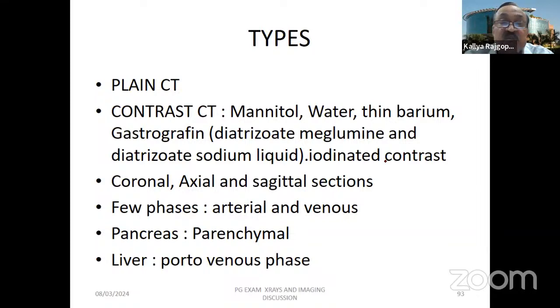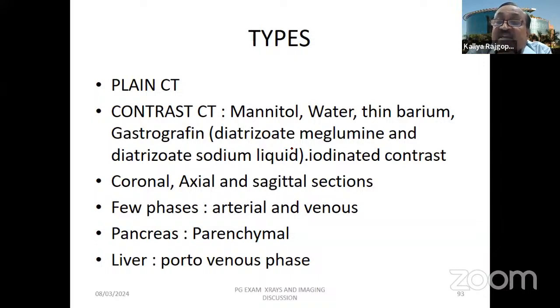Some of the types include, first, the plain. Normally, for most of the abdomen, we always ask for the contrast CT, because when you give a contrast, it gives a very good idea. Just to quickly tell the contrast agents which are used: mannitol, water, thin barium, gastrografin, that is diatrizoate meglumine and diatrizoate sodium, and iodinated contrast. These are the various contrast agents which are used whenever we do a CECT.